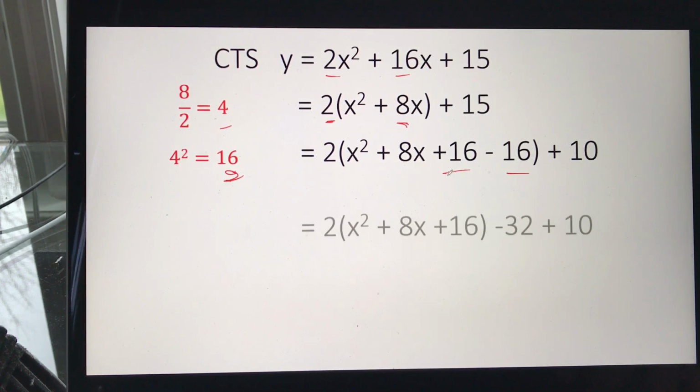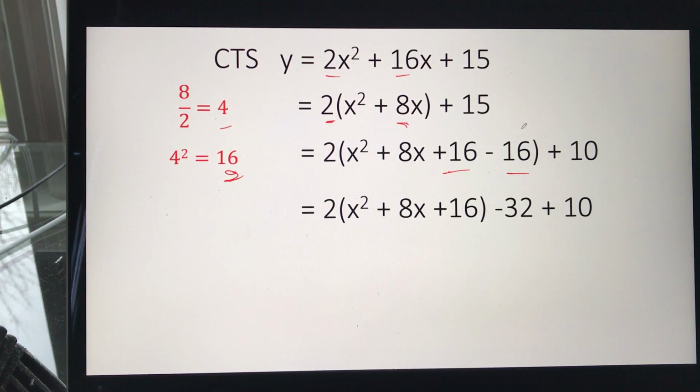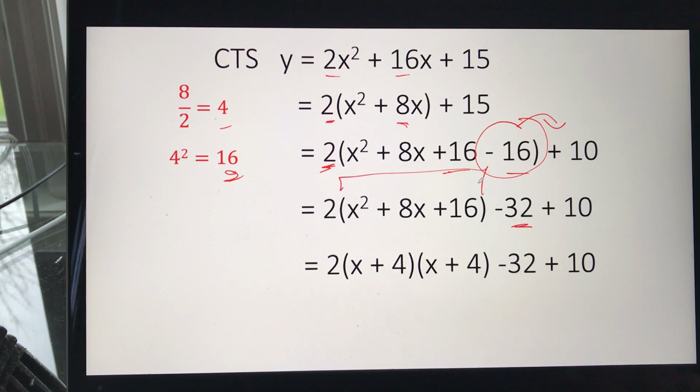Now from here, I'm going to pull this negative 16 out. And when I do it, I have to multiply it by 2, which makes it negative 32. And then I'm left with a trinomial that I can factor, which I do. And I combine the last two terms, and that puts me into vertex form.